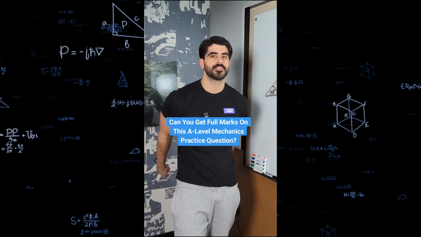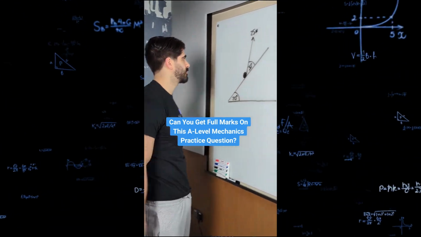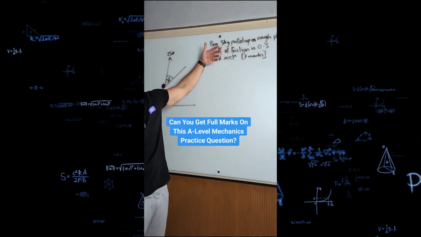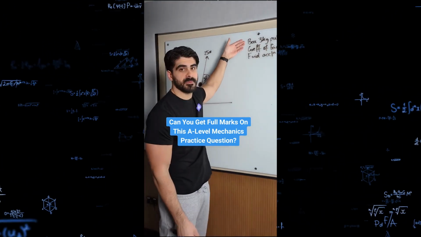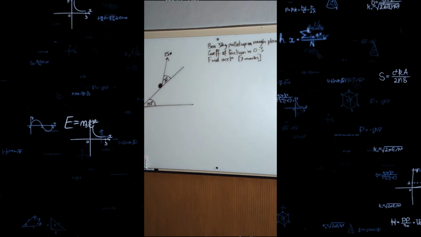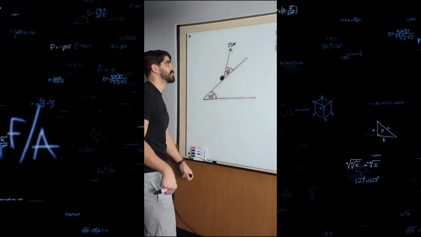Can you really afford to not be able to answer this easy 7-mark mechanics question? So you got this diagram. If you guys know in mechanics, they just write a load of rubbish, but this is the main information. We got a box, 3 kg, it's being pulled up a rough plane, coefficient of friction 0.3, find the acceleration. All right, so how do we annotate our diagram?